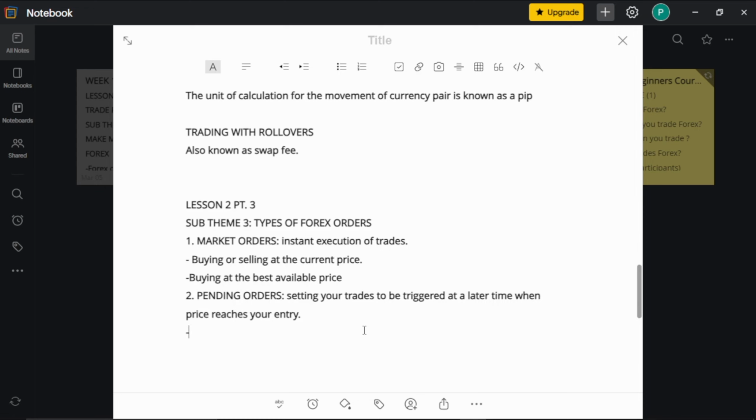The order is pending until the market moves to that point of price that is of interest to you, that you have set to enter the trade. I hope this is as simple as it can get, right? So there are several types of, or examples of, pending orders, right? And then we'll give the examples and we'll explain them.